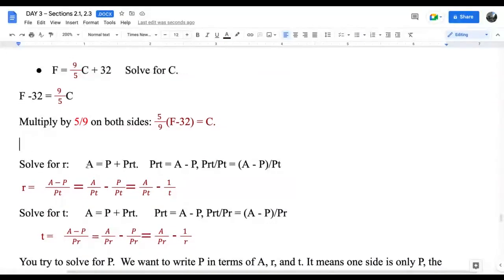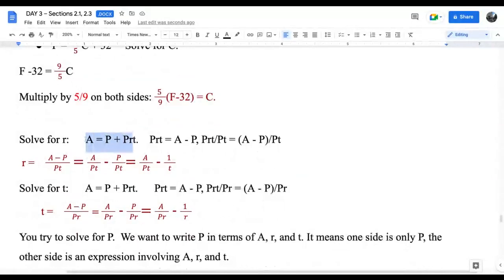Well, let's see this one. We have this equation: A equals P plus PRT. How many variables? A 1, P 2, R 3, T 4. So we have 4 variables, right? But this is already solved for A. A equals this, right? We have 4 variables, which means we can solve for another 3. Maybe we can solve for P, R, or T. Why don't we do all 3 cases?